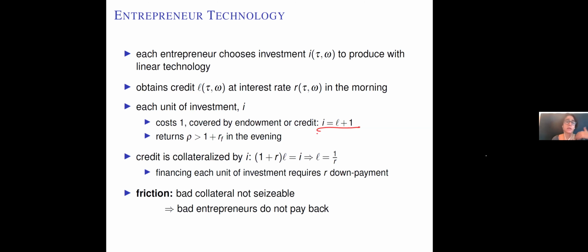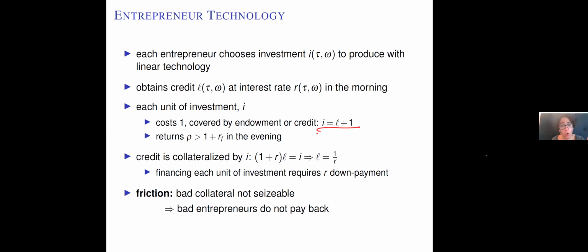Then this investment, which is done in the morning, in the evening, it returns rho. Rho is greater than 1 plus the storage technology rate. So for the purpose of this talk, I'm going to assume that rho is the same between good and bad entrepreneurs. You can assume it's different. In particular, the return of good entrepreneurs is higher, and we have that in the appendix, but the calculations are just going to be so much more complicated, so we assume it's equal.